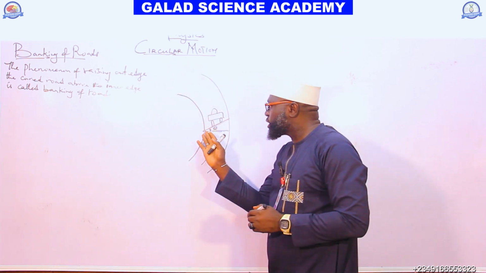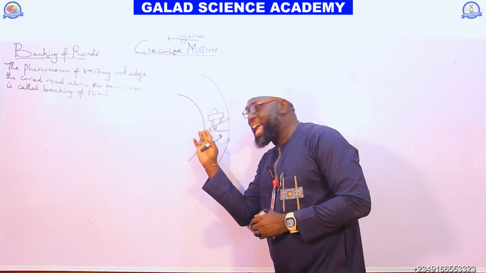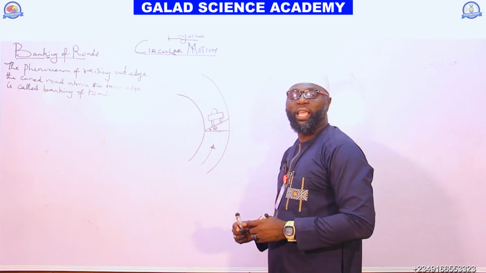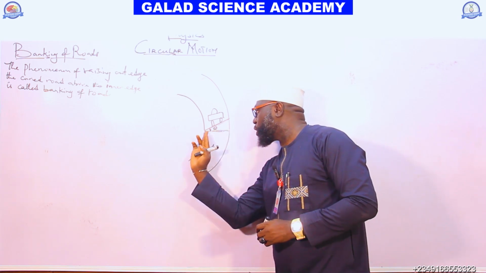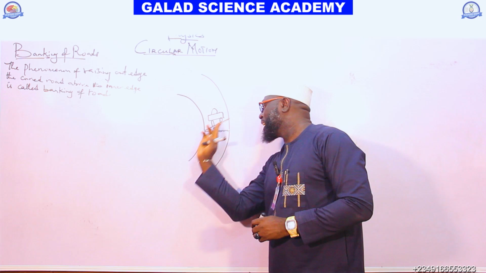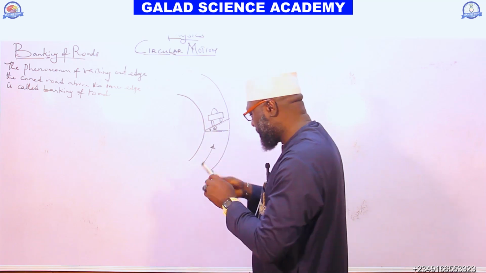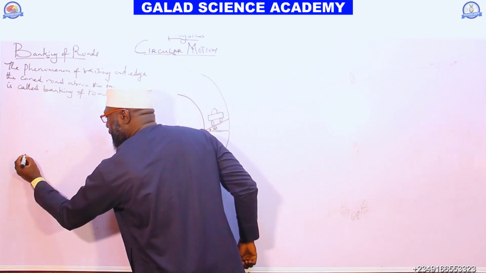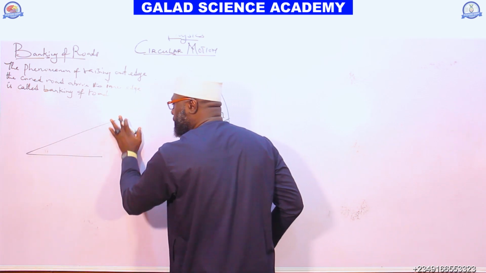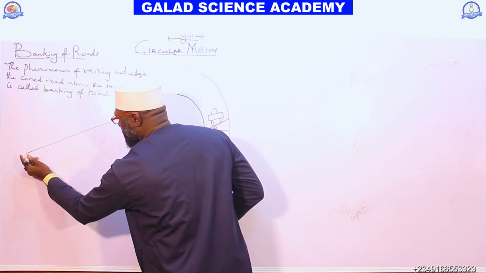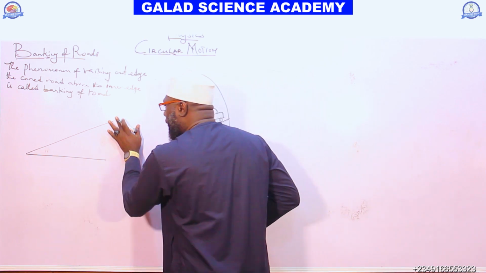So the phenomenon of making this outer edge of the curve higher than the inner edge of the curve is called banking of the road. And this angle between the horizontal surface of the road and the incline is called banking angle. Let me sketch it out here. This is the horizontal line and this is the angle.